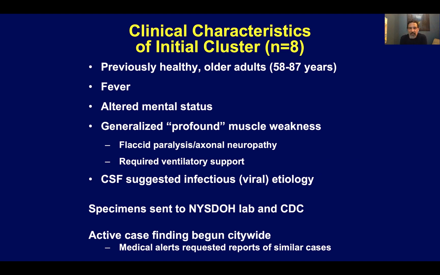This encephalitis cluster was comprised of individuals who were relatively healthy prior to coming down with encephalitis, between the ages of 58 and 87. They all presented with fever followed by altered mental status. 7 of the 8 patients had this unusual finding of profound muscle weakness, some with flaccid paralysis and EMG findings that were indicative of axonal neuropathy. Ventilatory support was also necessary in most of these cases, and based on some routine collection of cerebrospinal fluid, or CSF, the testing suggested that the cause was probably a viral infection.